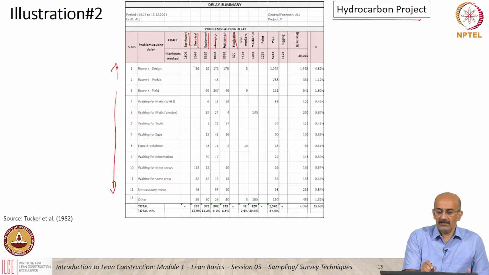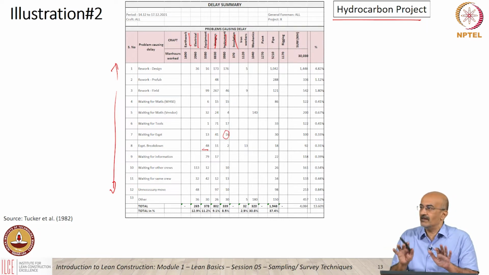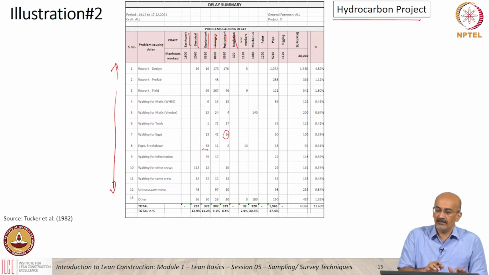Each cell contains the delay due to, in the electrical trade, rework. The delay due to equipment breakdown in the installation equipment. So the equipment here is the project equipment, not the construction equipment. In instrumentation and waiting for equipment, what is the delay? So it gives you a big picture within a week as to where the delays occurred, in what trades, under what categories.